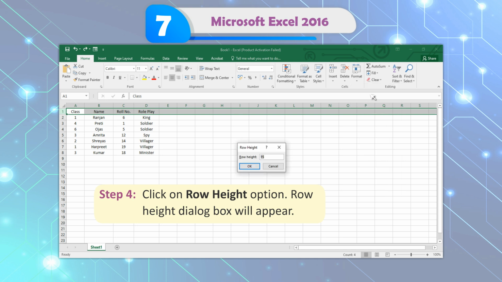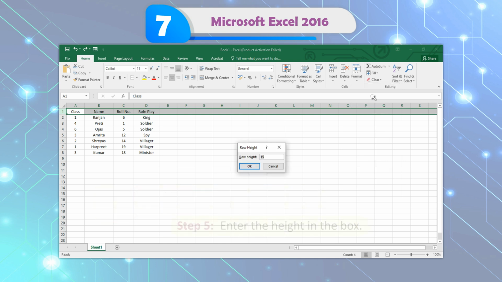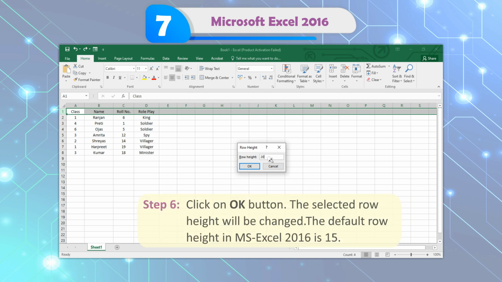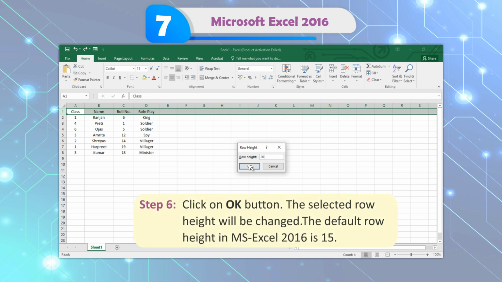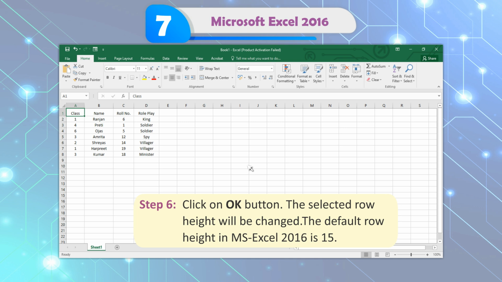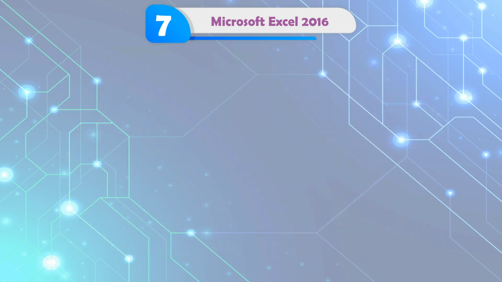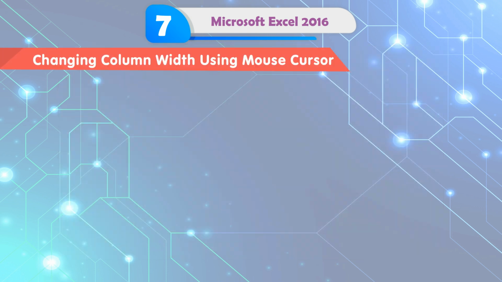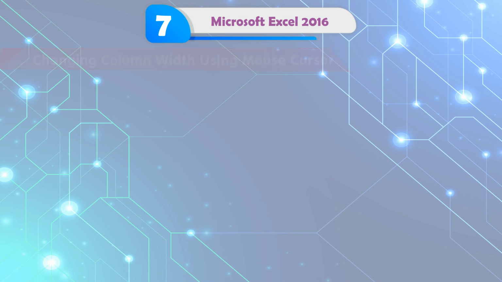Row height dialog box will appear. Step 5. Enter the height in the box. Step 6. Click on OK button. The selected row height will be changed. The default row height in Microsoft Excel 2016 is 15. Changing column width using mouse cursor.